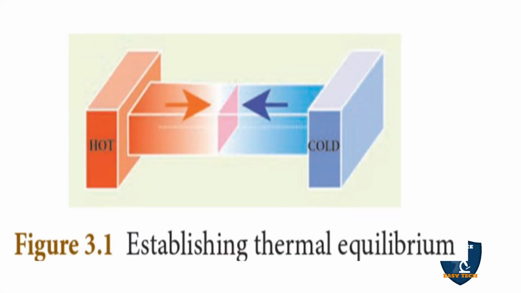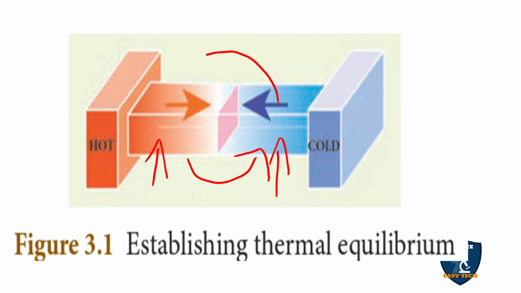This shows the hot body and this is the cold body. When they come in contact, the temperatures move toward each other. Now it shows 50 degrees Celsius for both bodies. So this shows thermal equilibrium.